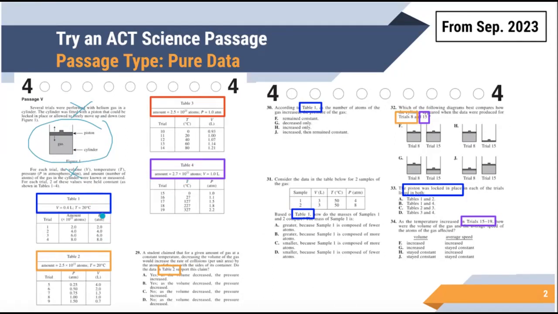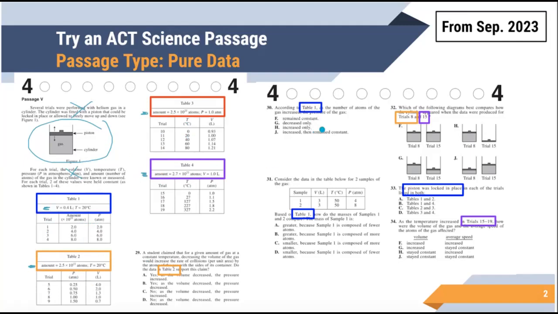You can see for each table, they keep some things constant. So like table 1, volume and temperature were constant. Table 2, the amount of atoms and the temperature were constant. Table 3, the amount and the pressure were constant. And table 4, the amount and volume were constant. And then they did a whole bunch of trials, 19 different trials, and they measured different things with each trial, okay?